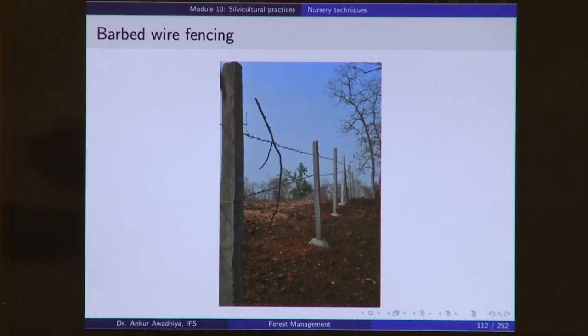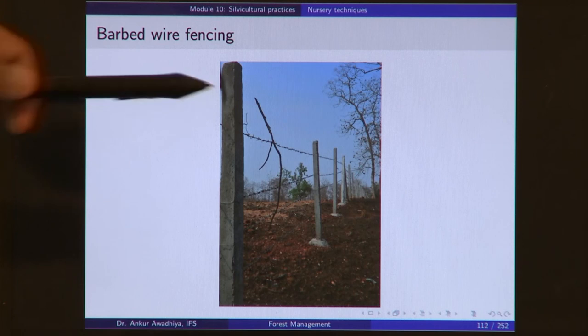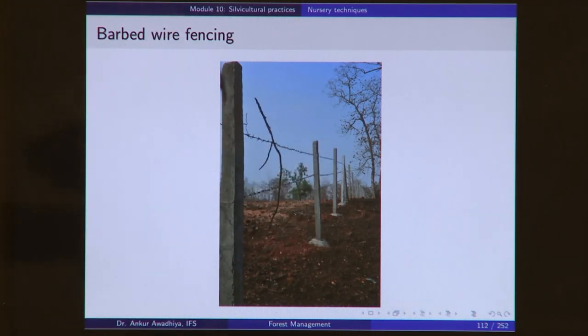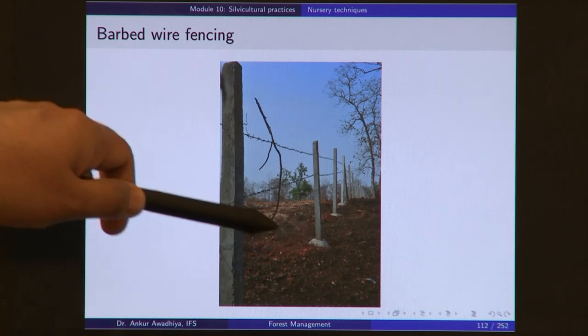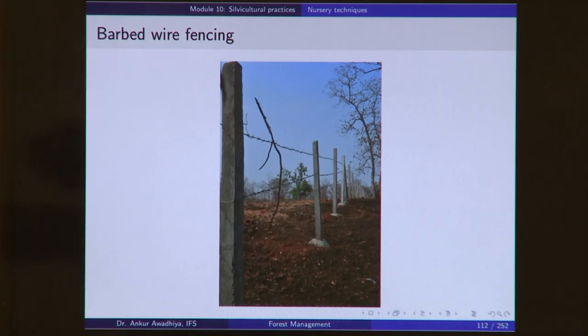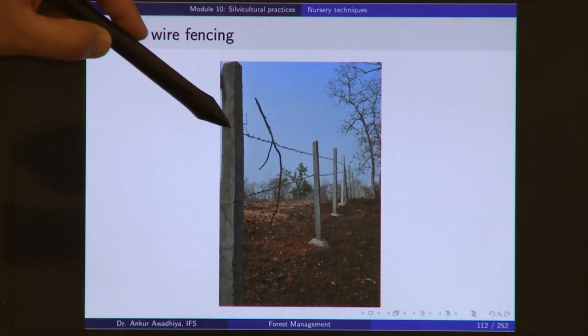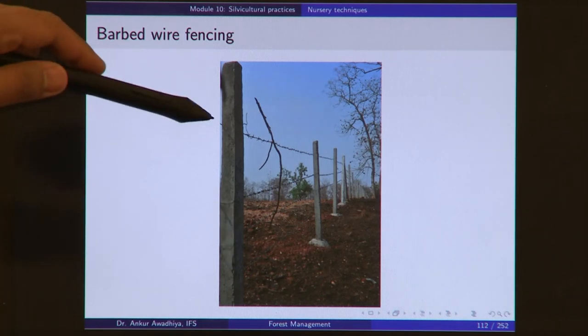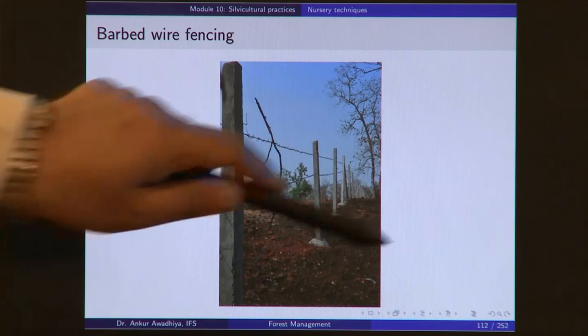So this is a typical barbed wire fencing. Here we are seeing these cement poles. These cement poles are reinforced poles, and they are put into the ground by digging a hole, putting the pole in, and then also putting concrete around it for setting it up. And then there are certain projections on these poles on which the barbed wire is laid.